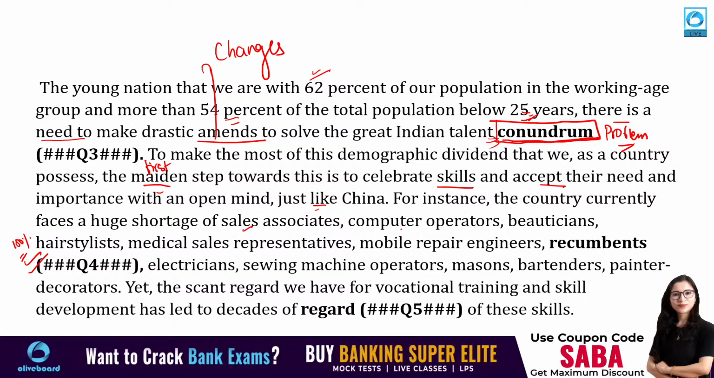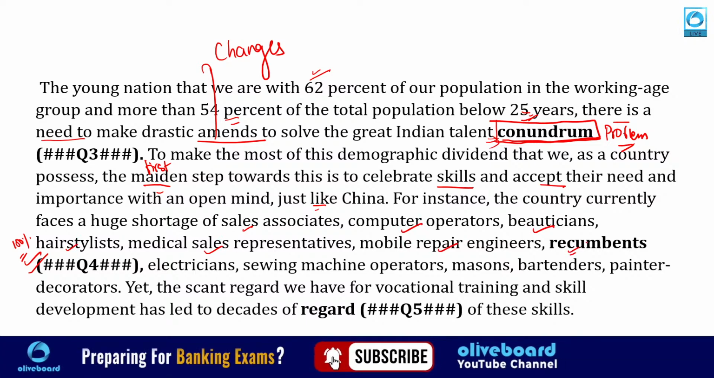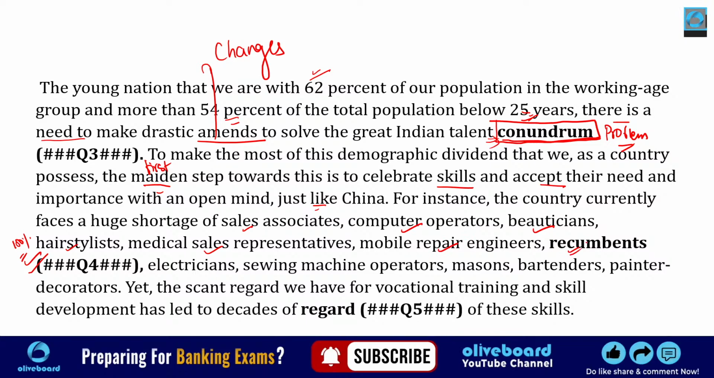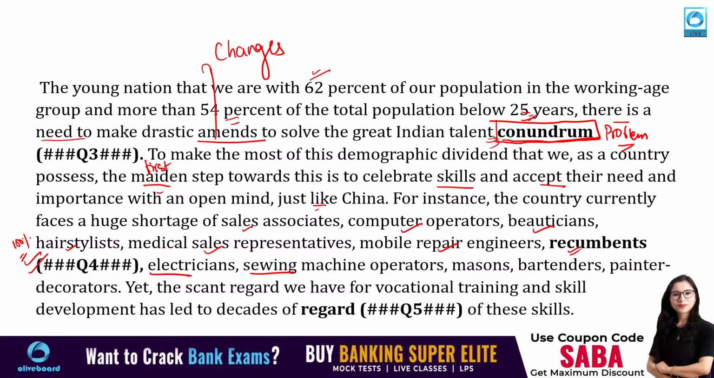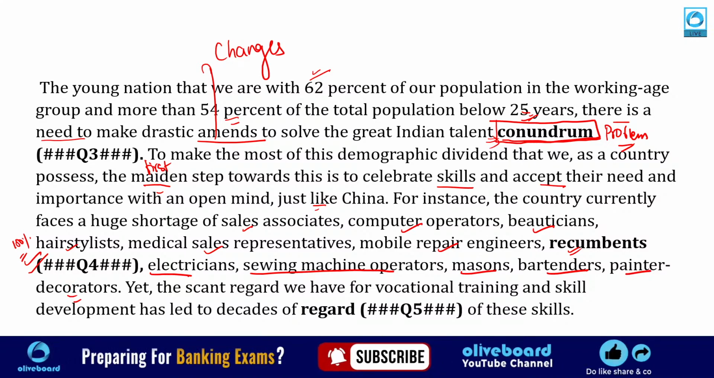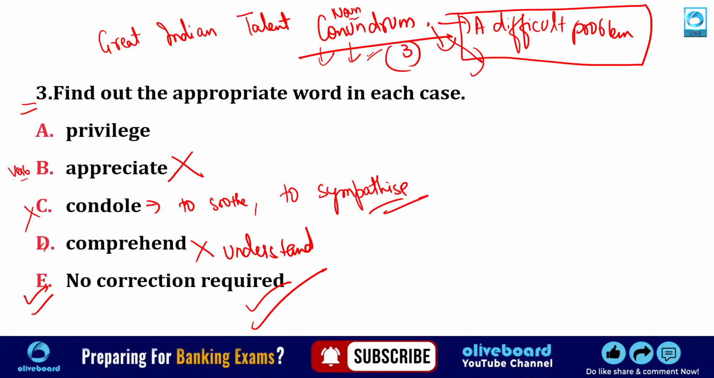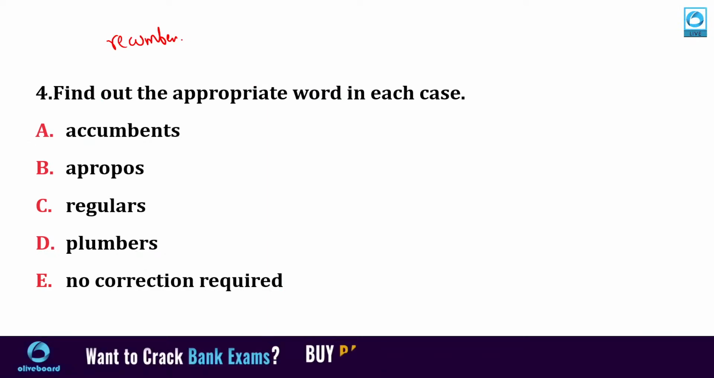Sales associates, computer operators, beauticians, hairstylists, medical sales representatives, mobile repair engineers, recumbents. Now guys, here different professions are being discussed, professionals of which there is a shortage in India. Electricians, sewing machine operators, masons, bartenders, painters, decorators. Different professionals are being discussed. Now the options before you are these. You have to substitute the word recumbent.